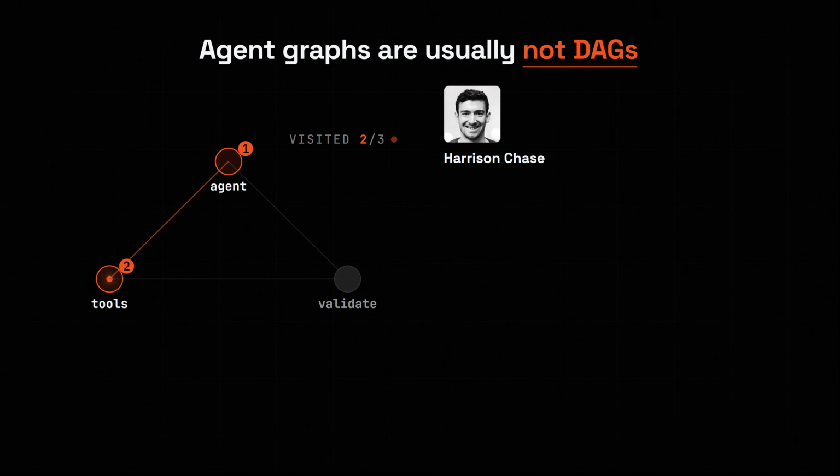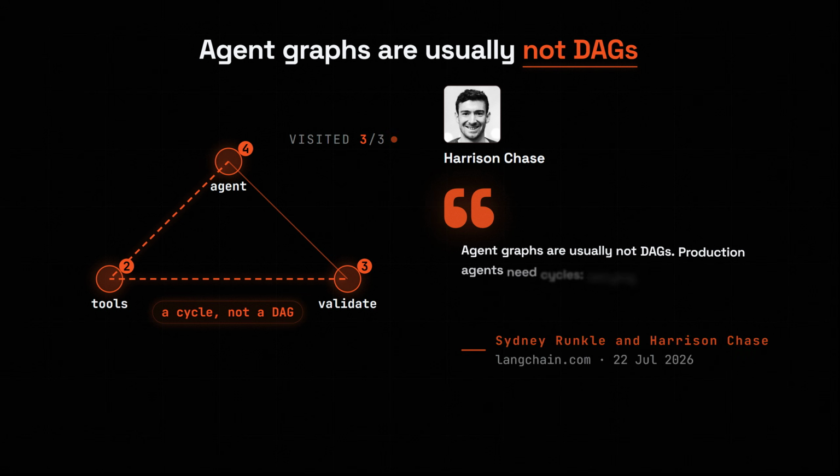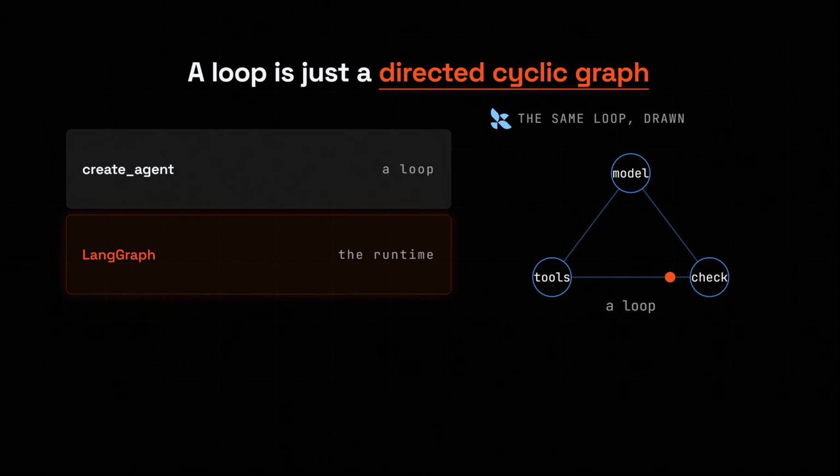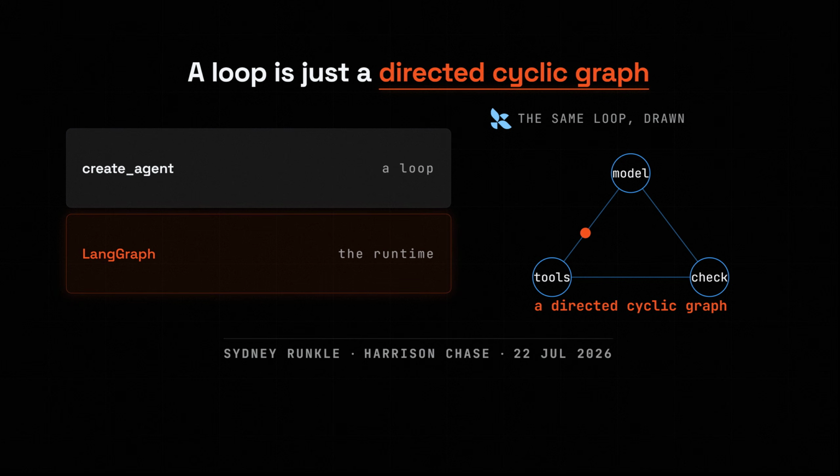Sydney Runkle and Harrison Chase put it plainly in a July post. Agent graphs are usually not DAGs. Production agents need cycles, retrying failed tool calls, asking users for missing information, revising answers after validation. In that same post, they hand the argument to the other side, which I respect. A loop, they write, is just a directed cyclic graph. LangChain's own high-level agent is a loop, and it is built on top of LangGraph.